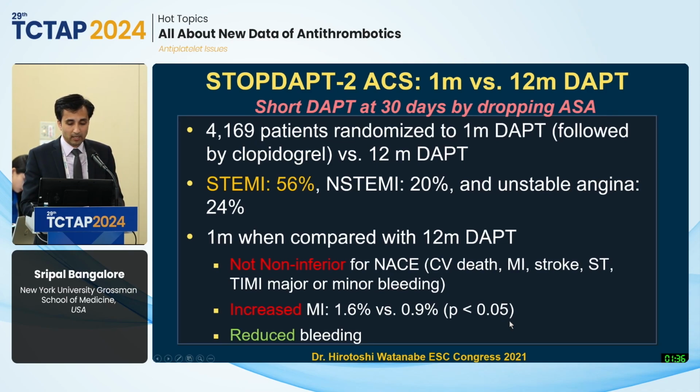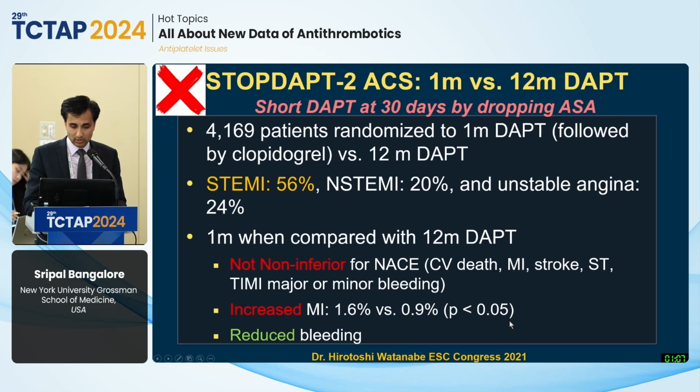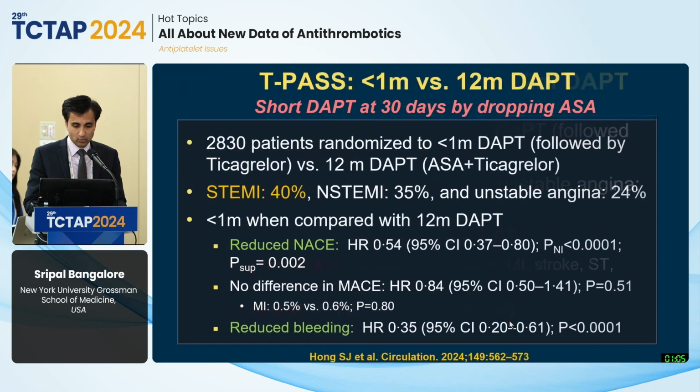After 1 month, in the short DAPT arm, aspirin was dropped, so there was continuation of clopidogrel compared to 12 months of DAPT. And I think this trial is important because the 1-month DAPT when compared to 12-month DAPT was not non-inferior, so it failed to meet the primary endpoint. There was in fact an increase in MI risk, and this is one of the reasons why in STEMI patients, dropping aspirin and just doing clopidogrel after a month potentially should not be done based on this trial.